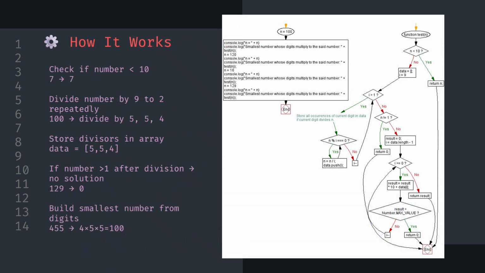The key steps are factorization and ordering. By dividing from 9 down to 2, we ensure the smallest possible digits end up on the left when we rebuild the number. This guarantees the overall number is minimal.